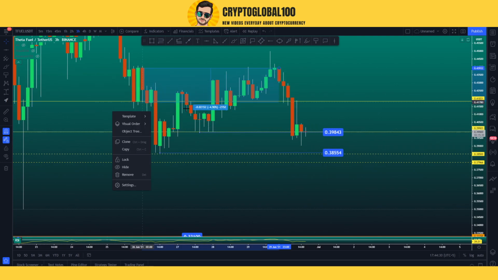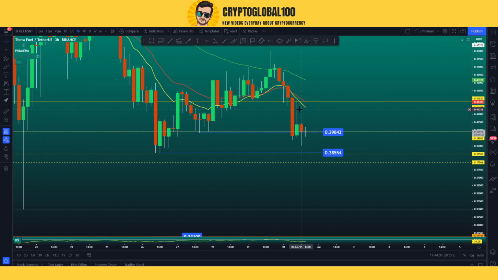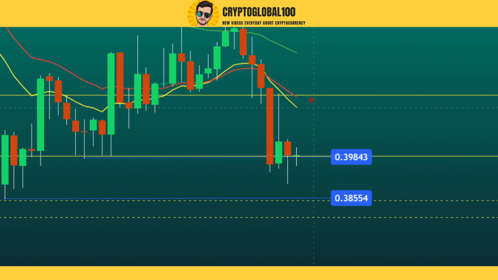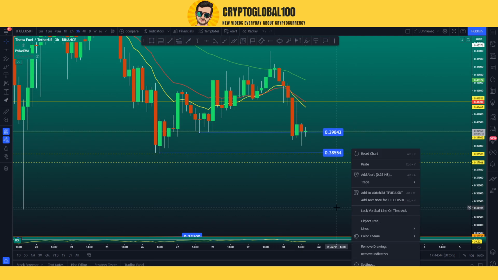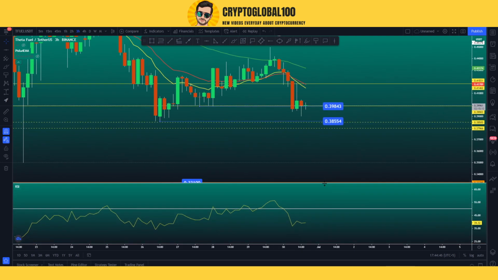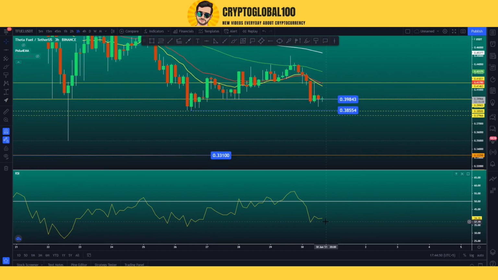Let me turn on the EMAs as well. Yeah, it's way below the 13 EMA. Let's take a look at what the RSI is telling us. Let me show you guys. Okay, nothing much in the RSI, although it is going in the upward direction.